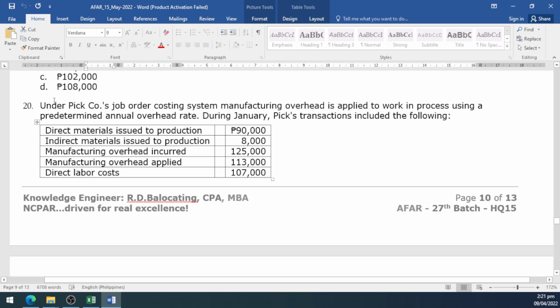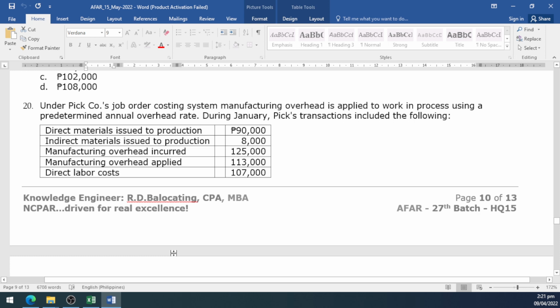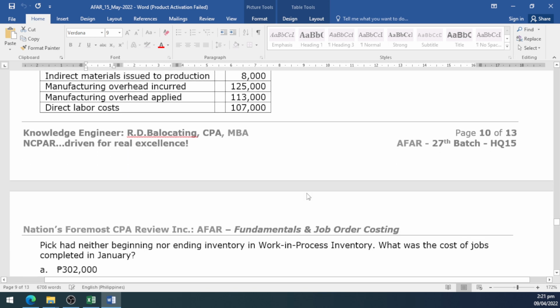This one, we also illustrate. The question here is, what was the cost of jobs completed in January? Well, that's very simple. Para ka lang magko-compute ng yung ordinary computation ng cost of goods manufactured. Wala naman kasing breakdown kung anong jobs ang mga yan. So, direct materials, 90 plus the DL 107 plus applied overhead ang kukunin nyo class. Kung yan ay normal costing. So, ang applied overhead dyan, 113,000. Yun ang nakadebit sa work in process.